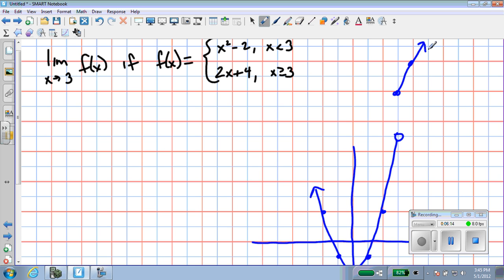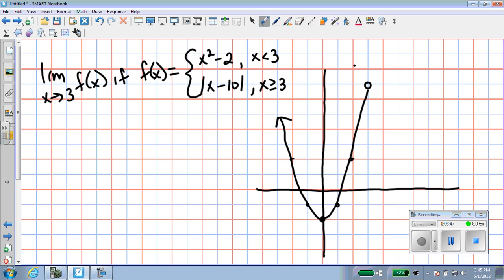Okay, so as we approach 3 from the left, the graph is approaching 7. As we approach 3 from the right, that would be this part of the graph is approaching 10. So it's approaching 7 from the left. It's approaching 10 from the right. So we would say that the limit does not exist because it is two different values.